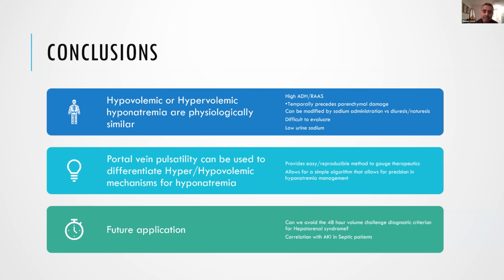It's the same physiology, but you have to manage it differently. I focus on the VExUS, but the portal vein specifically because it's the easiest one to do. It provides a reproducible method to gauge therapeutics, and I'll follow this over time as well to decide when I need to reverse this.